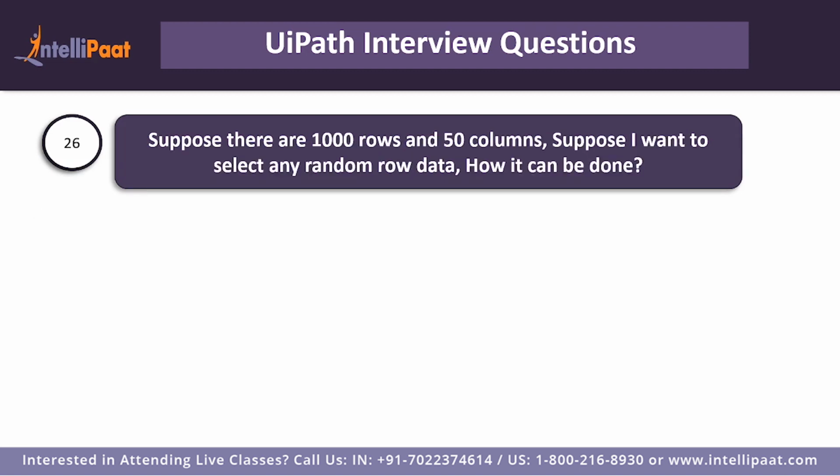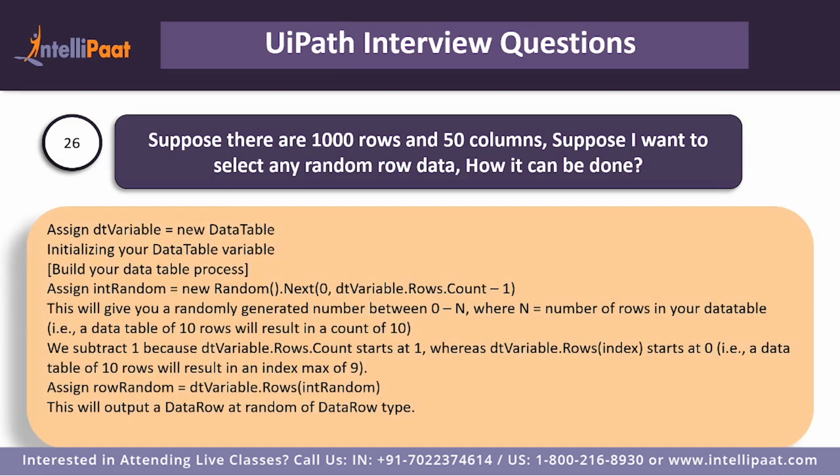The next question is, suppose there are 1000 rows and 50 columns, and suppose I want to select any random row of data, how can it be done? So basically, we have to build a data table first. You have to assign a DT variable, which is the data table variable, to a new data table. And once your data table variable has been initialized, you can assign a random int, defined in such a way that you have new Random dot Next 0 to DT variable Rows Count minus 1, because when you count rows, you start from 0, right?